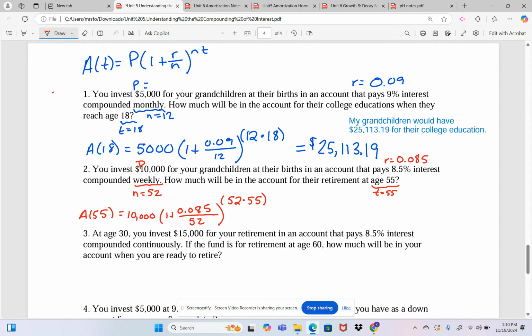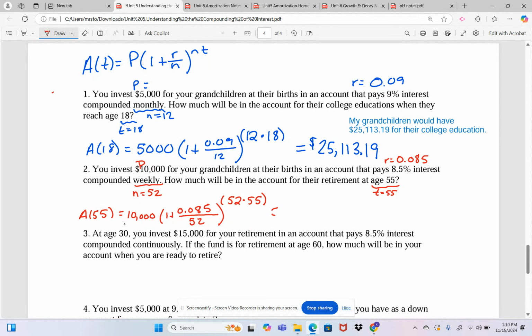Yes, ma'am. On the tests, will you give us the formulas? You'll have a formula sheet, but when you read the problem, you'll have to know which formula goes with that problem. We'll talk more about that once we've done all of the different formulas.